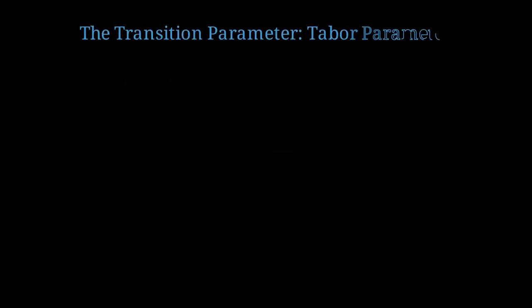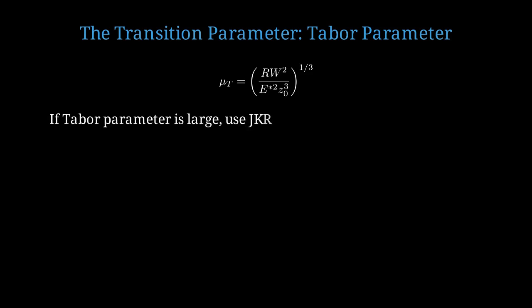Whether JKR or DMT applies depends on the Tabor parameter, which characterizes the balance between elastic and adhesive forces. The Tabor parameter μT equals (R W² / (E*² Z0³)) to the 1/3 power. Here, E star is the reduced modulus, and Z0 is the equilibrium separation. When μT is greater than about 5, the JKR model applies. This means compliant materials with large contact areas. When μT is less than about 0.1, the DMT model applies. This means stiff materials with small contact regions.